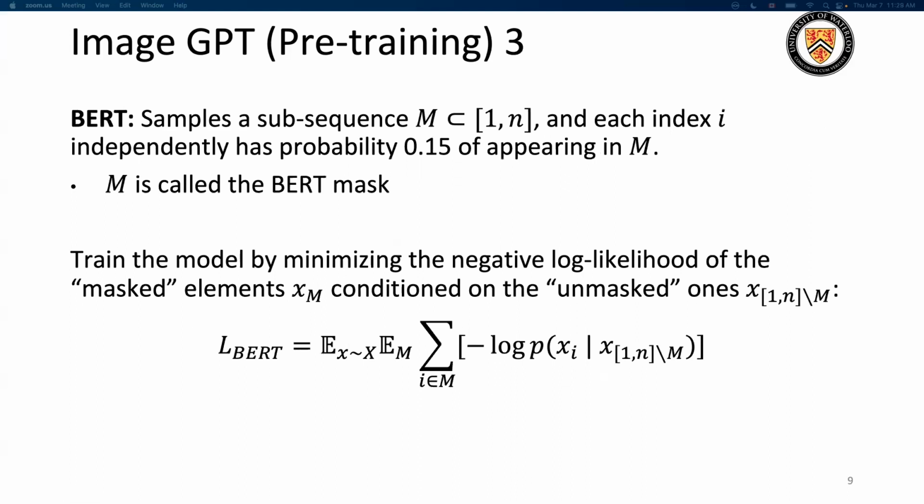The other objective is BERT, which is masked pixel prediction. So for BERT, first we consider a subsequence from all pixels, which we're going to call M. The probability of each pixel appearing in M will be 0.15, and the pixels that appear in M will be masked during the training. That's why we call M the BERT mask. So during the training process, we will try to minimize this loss, which is predicting masked elements based on the unmasked ones.